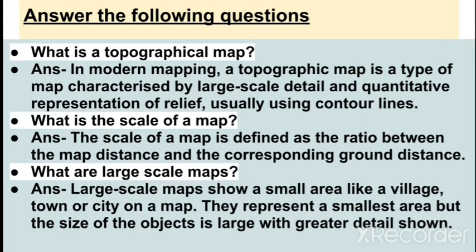Answer. In modern mapping, a topographic map is a type of map characterized by large-scale detail and quantitative representation of relief, usually using contour lines. Number 2. What is the scale of a map? Answer. The scale of a map is defined as the ratio between the map distance and the corresponding ground distance.